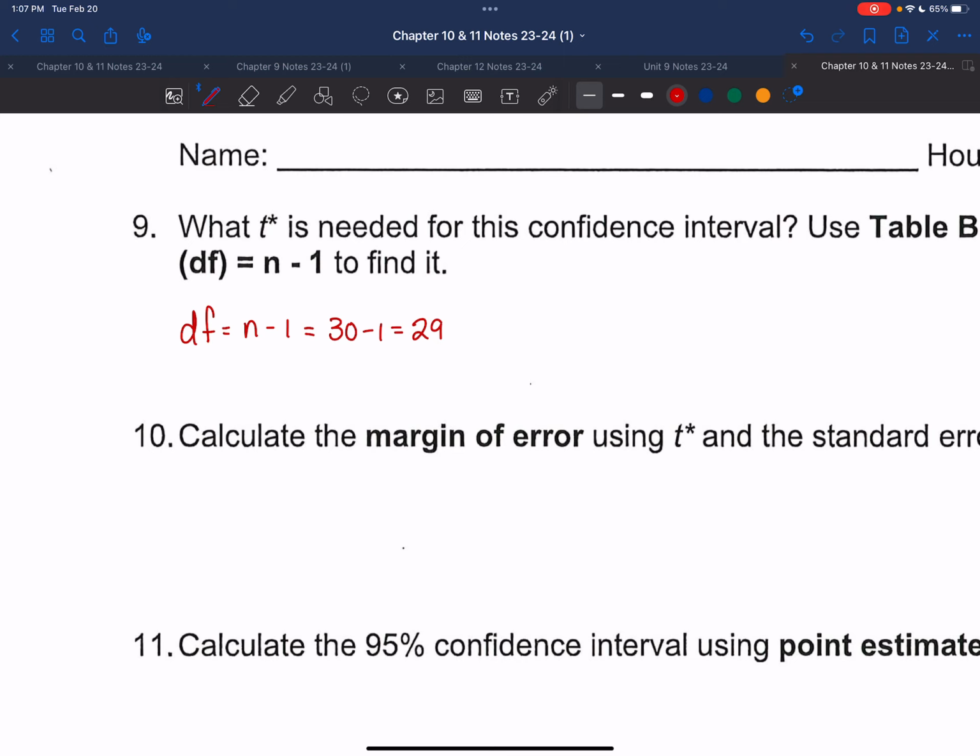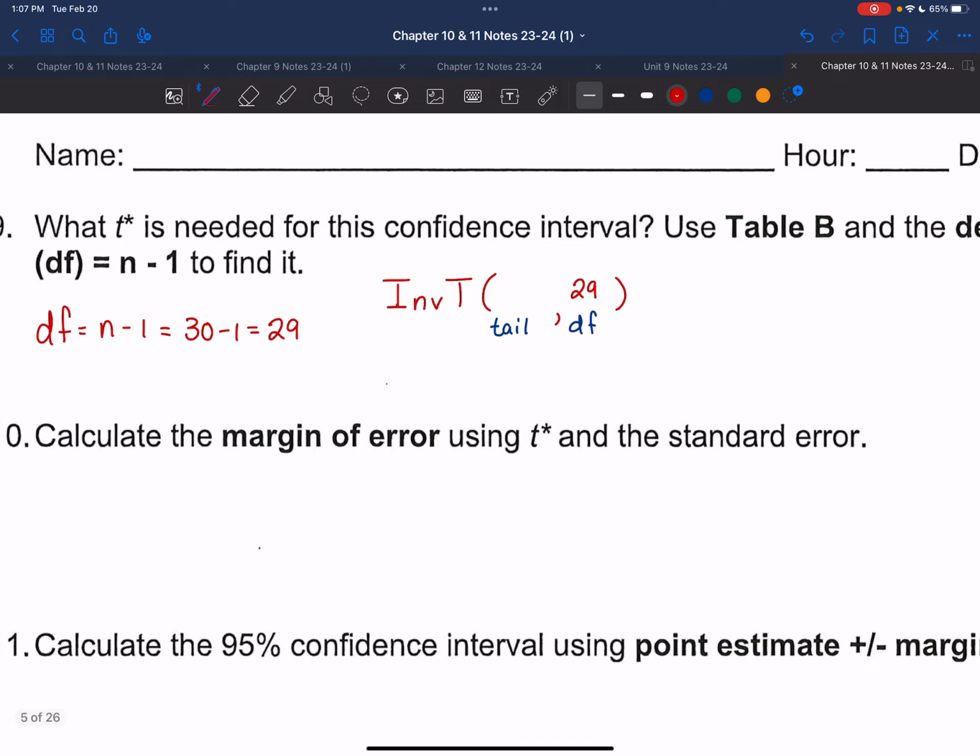Now, you could use table B, or a quicker way, if you have a TI-84 or TI-83 calculator, you can do inverse T. On the inside, you're going to have two numbers: your tail and your degrees of freedom. Whatever your tail is and your degrees of freedom. We already know our degrees of freedom is 29 for this one.